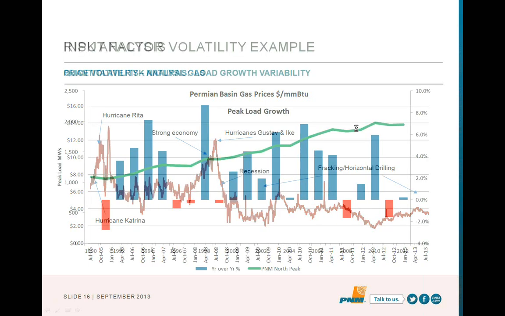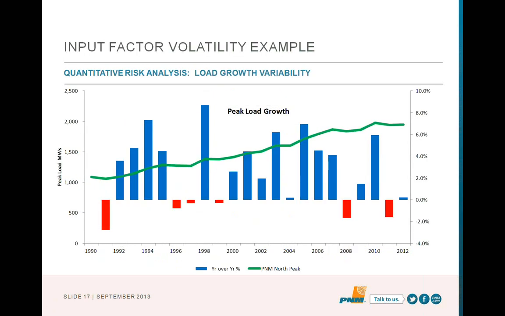So the next picture is load growth, and this goes back to 1990, and the green line is our peak load demand. It is for the PNM North system. About 8 years ago, PNM acquired the service territory of Texas New Mexico Power that was in southern New Mexico. And so that's not included in this because I didn't have all the data back to before we bought it. But this is the bulk of PNM's load, and the green line shows the change in peak load over the years. The red and blue lines are the percentage changes from year to year.